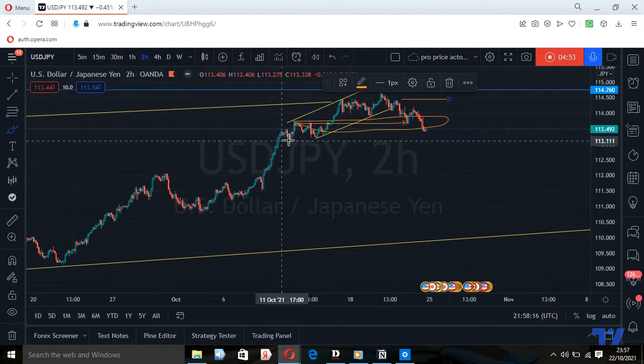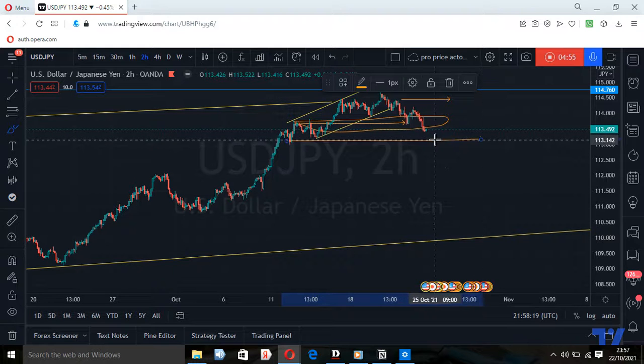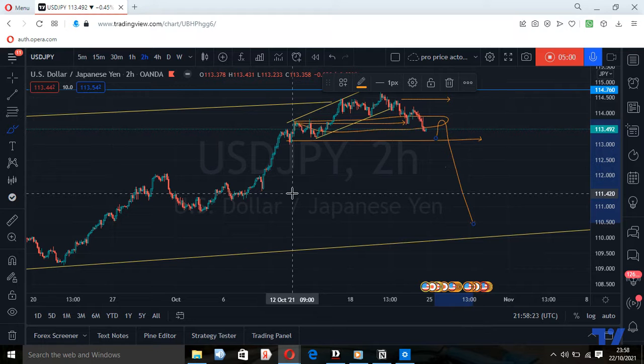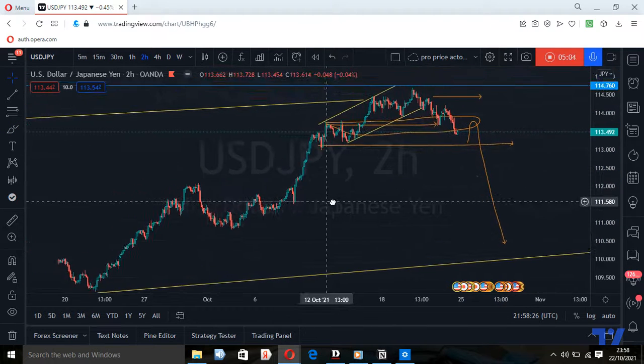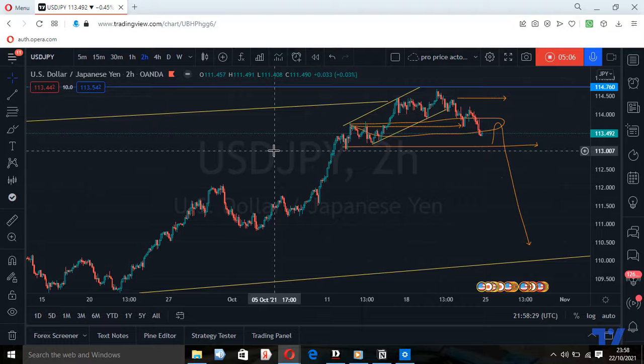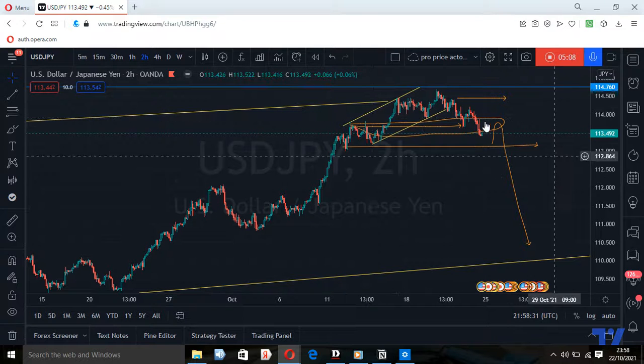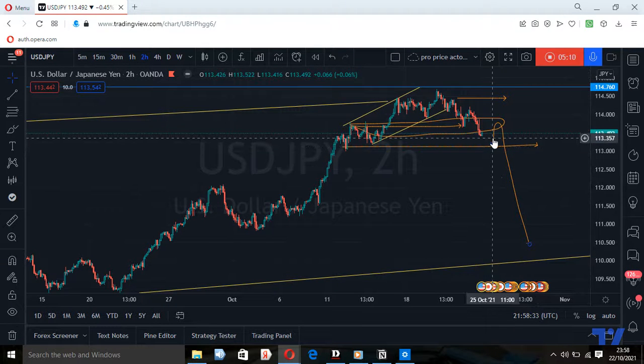I'm waiting for the market to break this level, then go back and retest this level before it goes down. So that is my trading plan for next week. I did my analysis earlier on, so next week I'm executing my trades. I'm executing my plan, I can say.